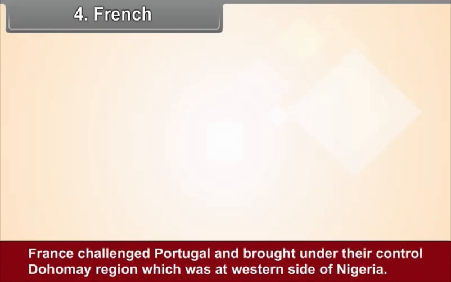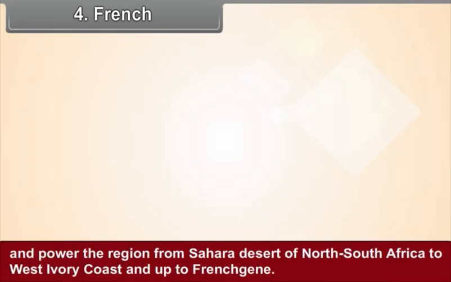France challenged Portugal and brought under their control the Dahomey region, which was on the western side of Nigeria. By 1914, the French brought under their control and power the region from the Sahara Desert of North-South Africa to West Ivory Coast and up to French Guiana.